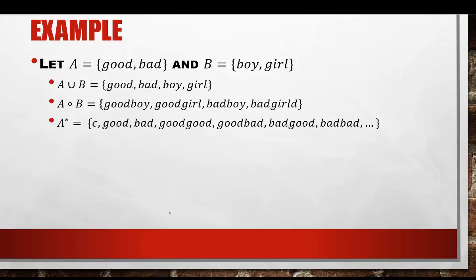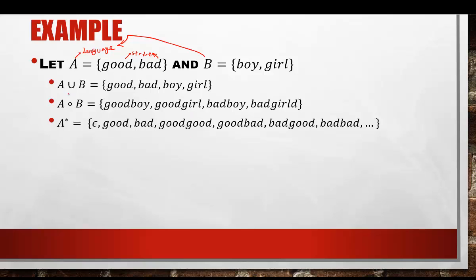Let's say that set A is made of 2 strings, good and bad, and set B is made of 2 other strings, boy and girl. Again, these are languages, and these guys are basically just strings. Don't really pay any attention to the meanings of these things. These could have equally been just 0s and 1s for that matter. At this point, we really don't care, because we are mathematically defining things.